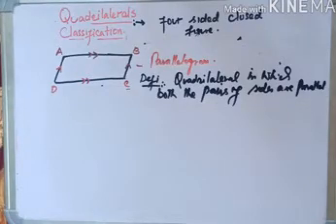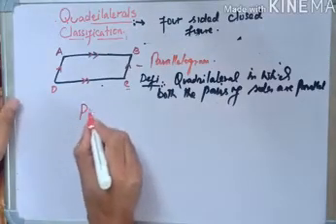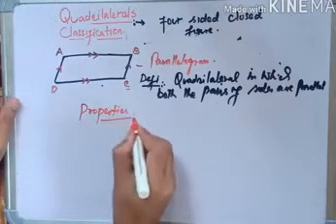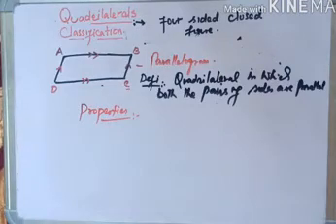In a parallelogram, it is a quadrilateral in which both the pairs of sides are equal. This is how we can define it. Let's talk about its properties. What are the various properties of this type of quadrilateral, which is called a parallelogram?